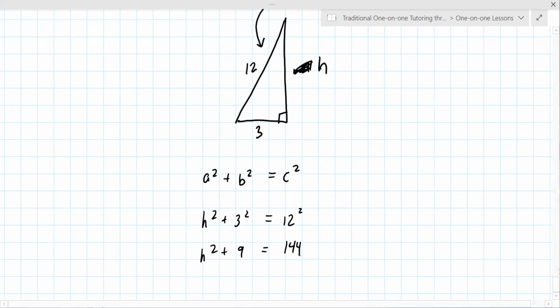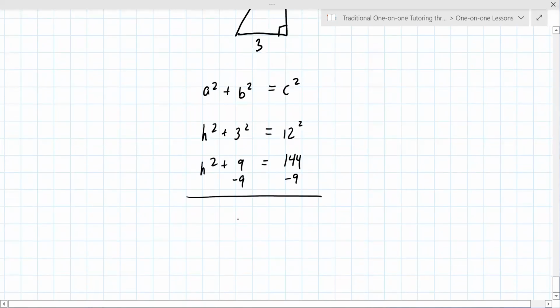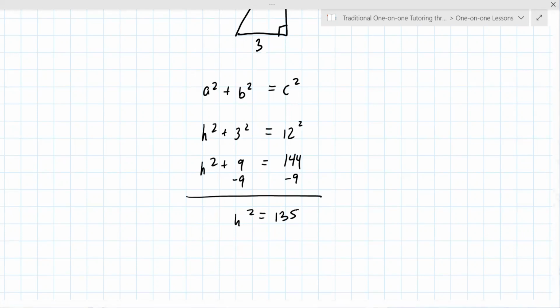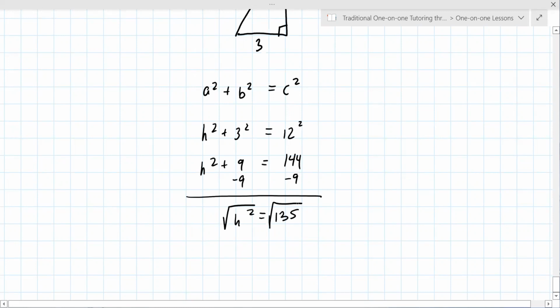What do we do from here to solve the problem? Do you recall anything from class when you did this? You subtracted that. Very good. So you have h squared equals 135. How do you undo a square? With a square root. Could you calculate that for us, please? And round to the nearest whole number.